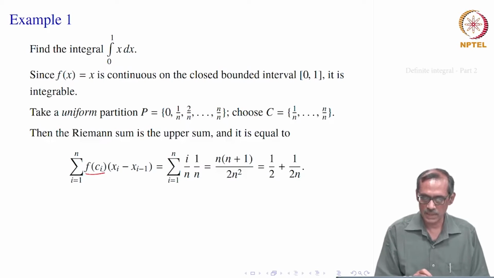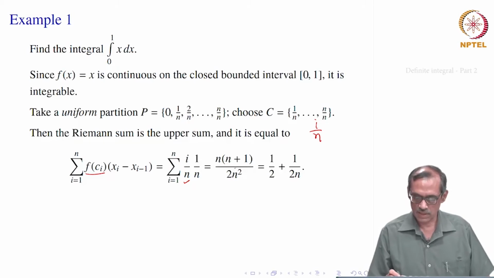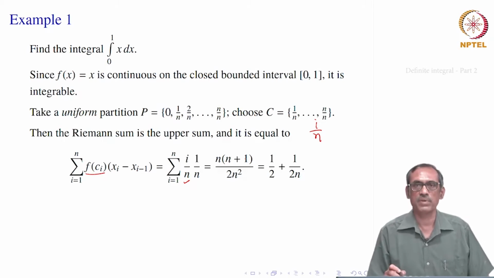Now, what is f of Ci? Ci is i divided by n. Okay. So, f of x equal to x, so f of Ci equal to i divided by n, and then the length of the sub interval is 1 by n. Now, you see it is 1 by n square into summation of i. Summation i from 1 to n is equal to n into n plus 1 by 2. So, divided by n square, that gives n into n plus 1 divided by 2 n square. So, this we can express in the form half plus 1 by 2n.